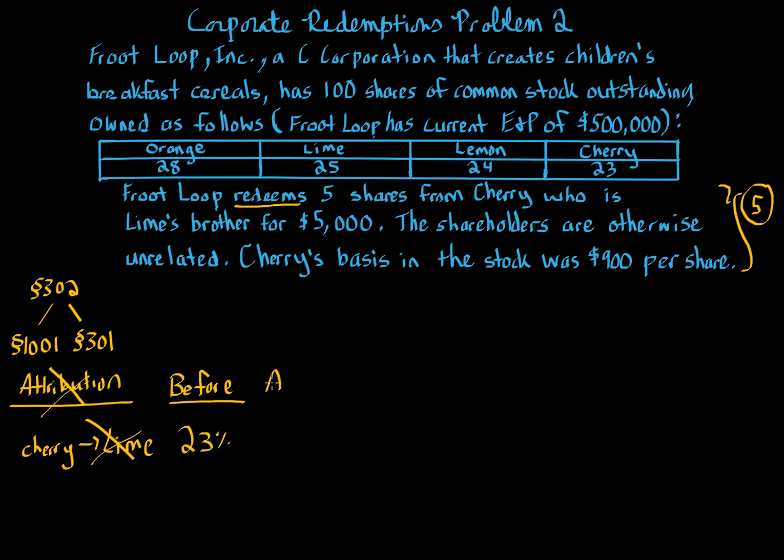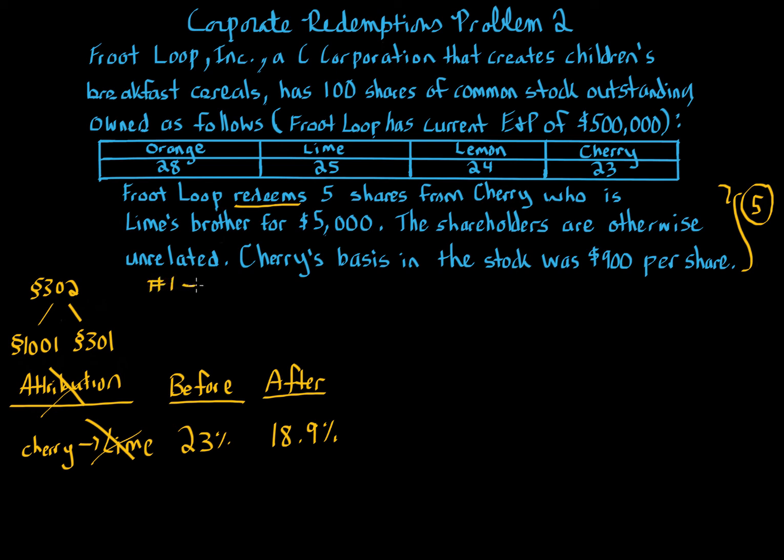The after percentage, we're going to have 23 shares minus the 5 redeemed. That equals 18. 18 shares now Cherry has, divided by 95 shares outstanding by the corporation, right? Because 5 have been redeemed. That equals 18.9%. Okay? So we do our step 1, or test 1, right?